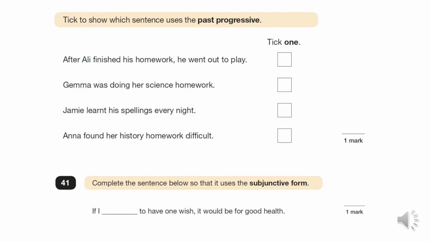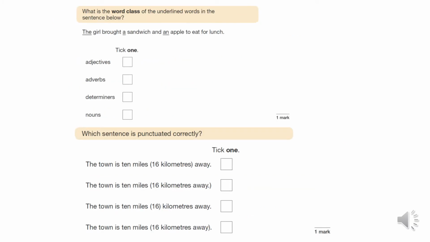Here, knowledge of different kinds of tenses are required. So here they have to identify which sentence uses the past progressive. And here, at question 41, they're required to know what the subjunctive form is in order to complete the question. Here, what is the word class underlined in the sentence below? So they would need to understand what an adjective is, an adverb, a determiner, and a noun.